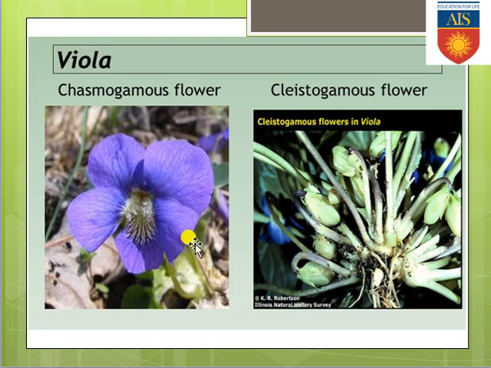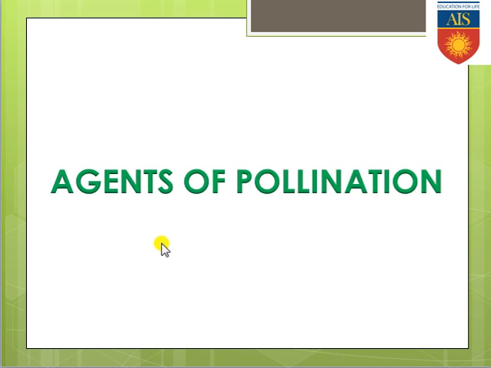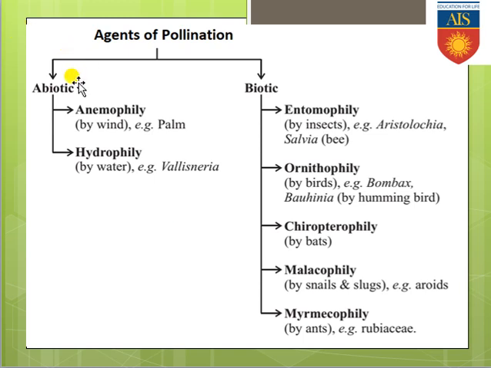Going to the next slide, that is the agents of pollination. Here we will be discussing the various agents that are responsible for the pollination process. First of all, we have to know there are two types of factors commonly present for pollination. One is abiotic factor, another one is biotic factor. Abiotic factor means the non-living factors. They don't have any life, and those factors, for example wind and water, also help pollination.